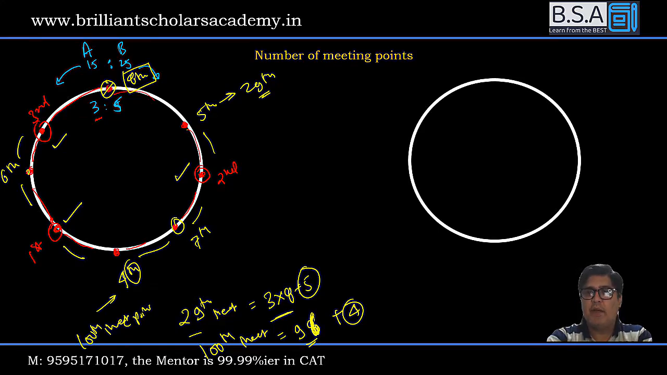No, 5th meeting point. 28 plus 5. 24 plus 5. 29th meeting point is 24 plus 5. 5th meeting point. Look at the location. 5th meeting point.